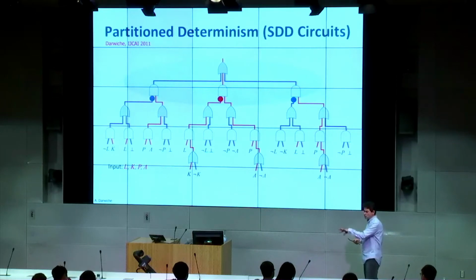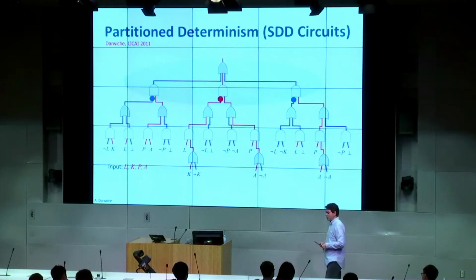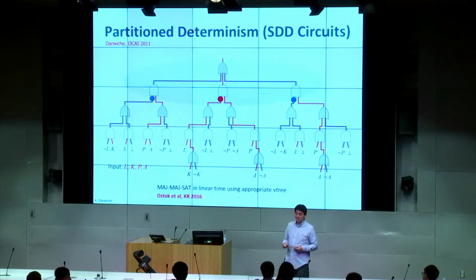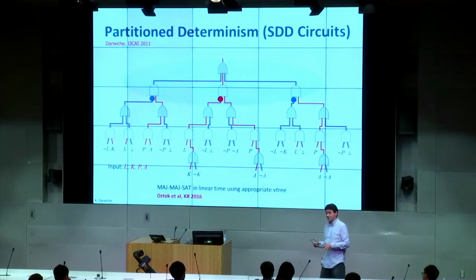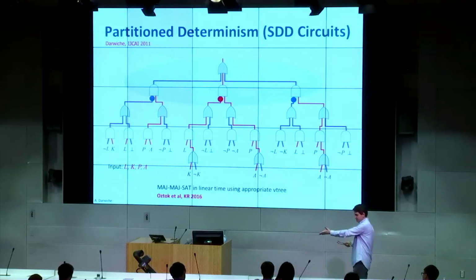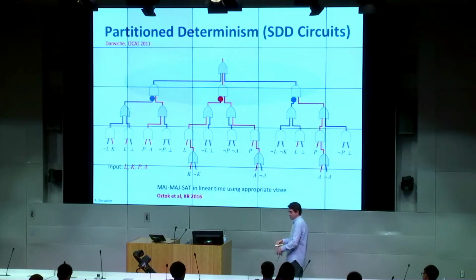And by the way, with these circuits and with an appropriate V-tree, you can actually solve MaxSAT in linear time. So I just want to get this flavor or this notion that you have a Boolean circuit, and if you put enough properties on it, then you can solve certain problems in linear time. Okay, and this is very recent. This is a couple of years ago. Okay, folks. Now let's get to the last type of circuits.